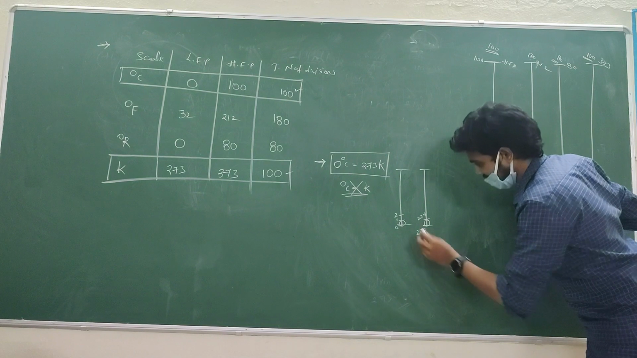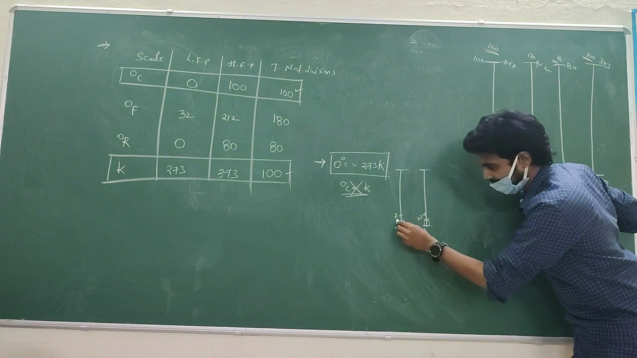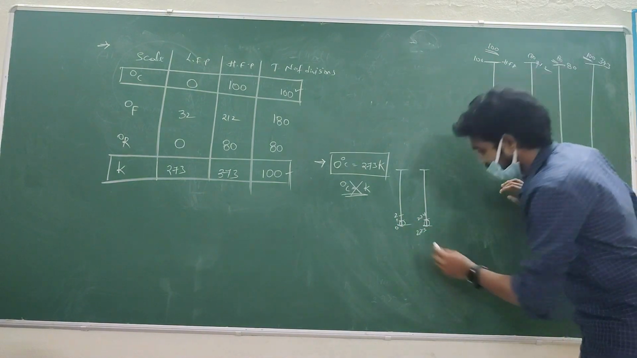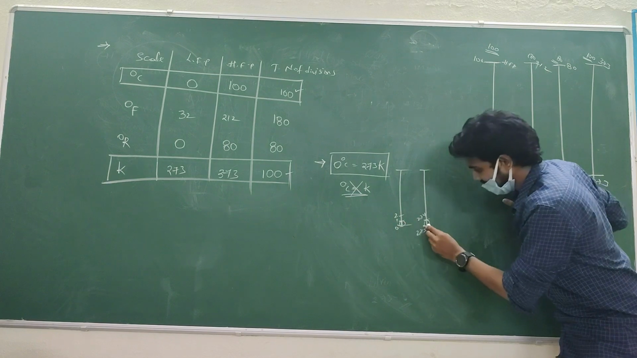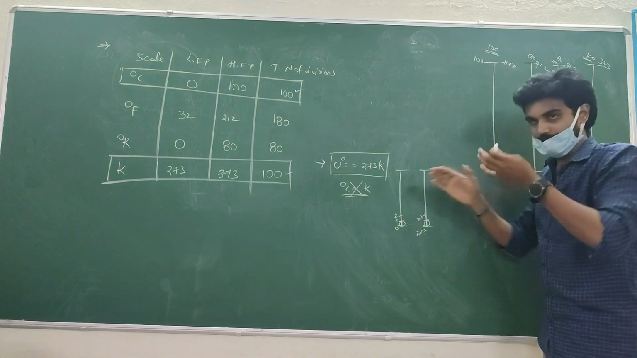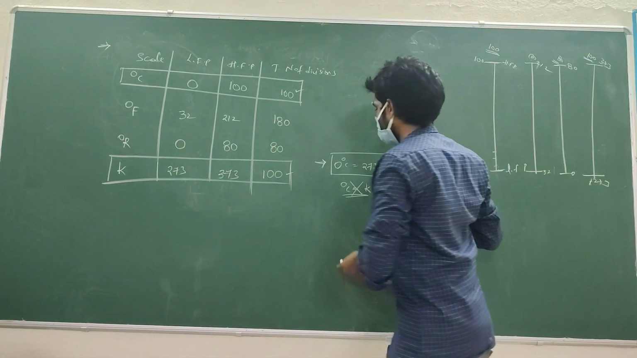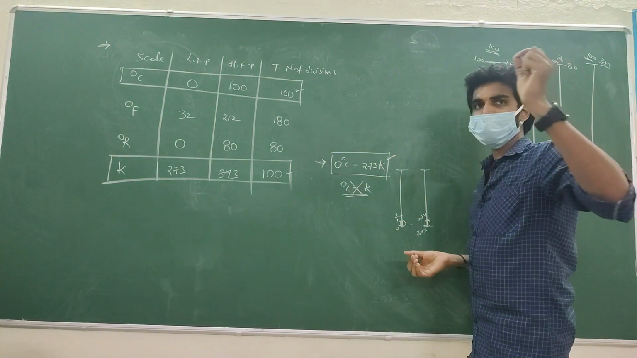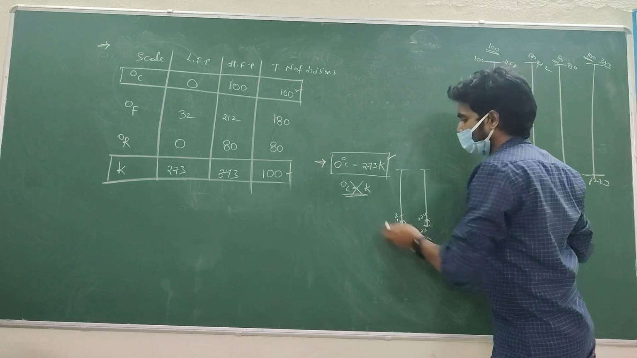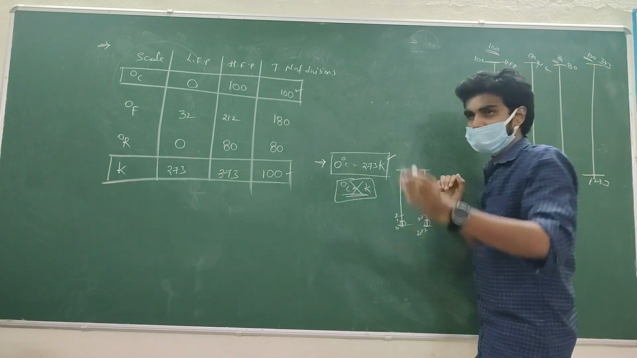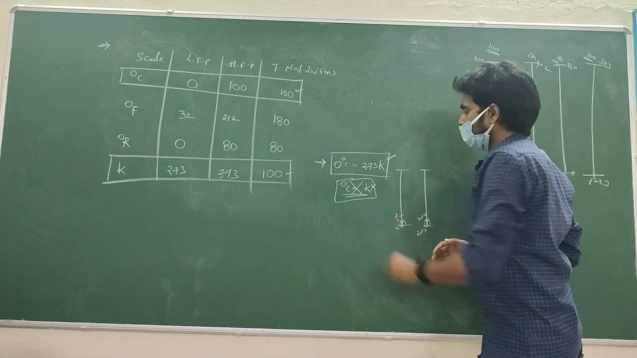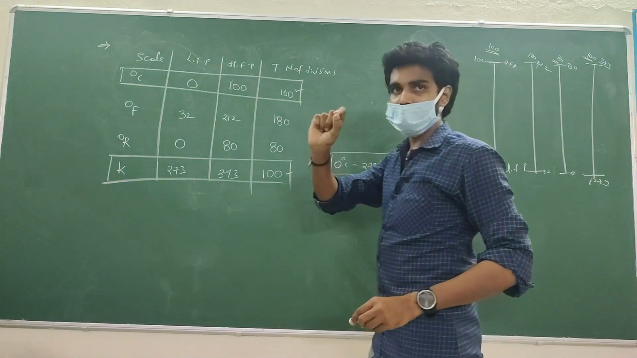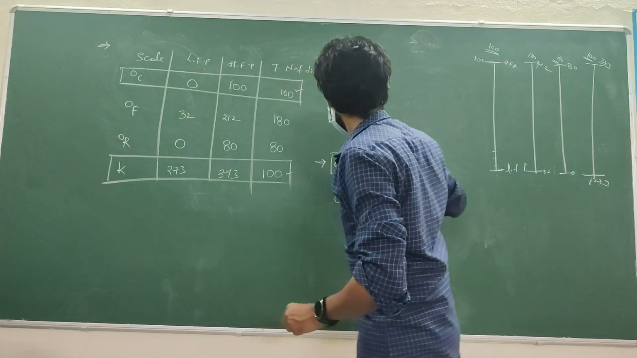Clear? The space between 0 to 1 and the space between 273 to 274 were the same. That is the reason they had given us 0 degree centigrade equals 273 Kelvin. But don't tell anyone that degree centigrade is equal to Kelvin. That's not the right answer; the right answer is 0 degree centigrade equals 273 Kelvin.